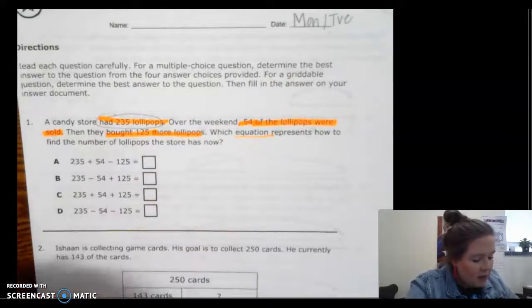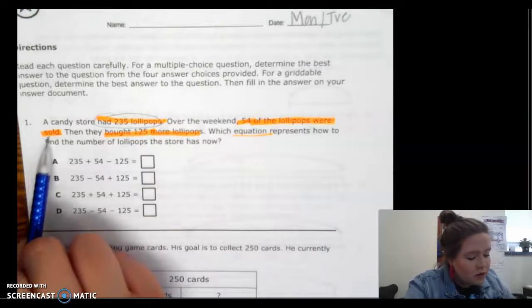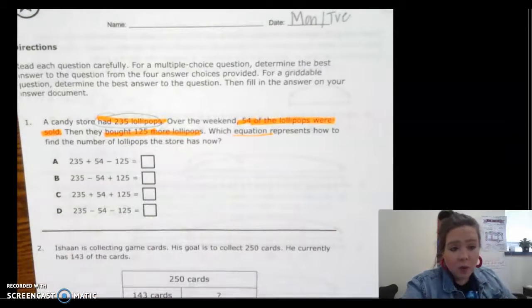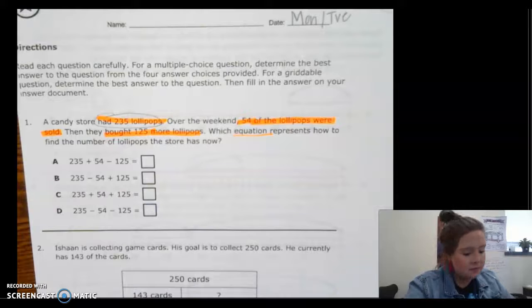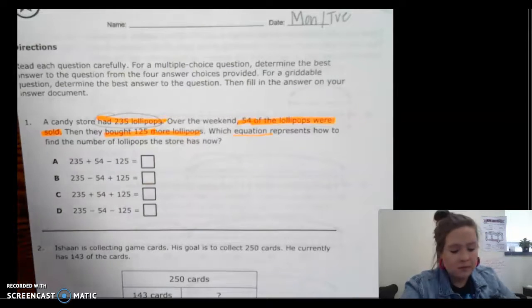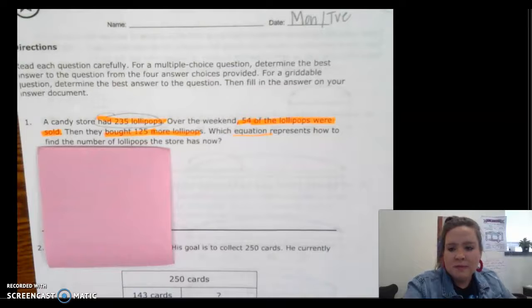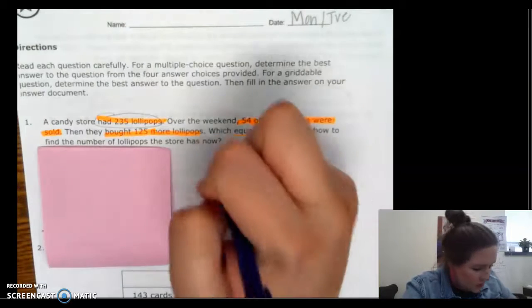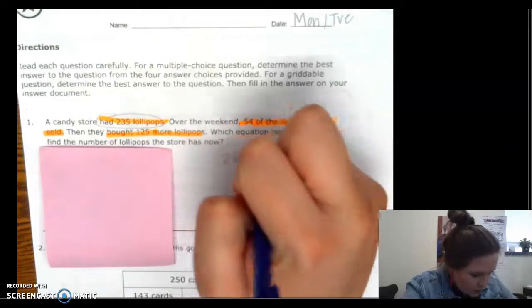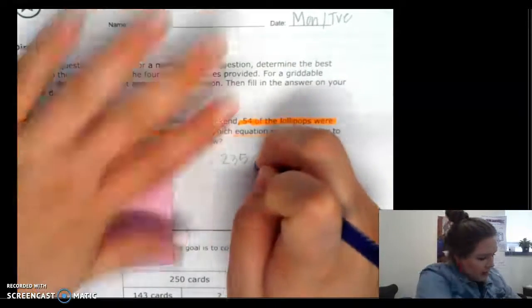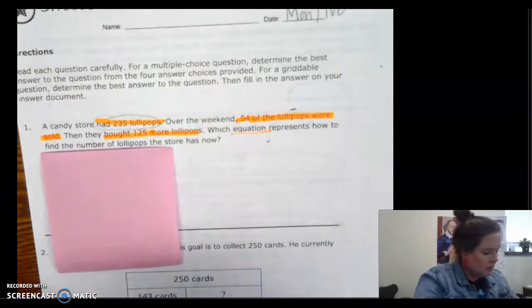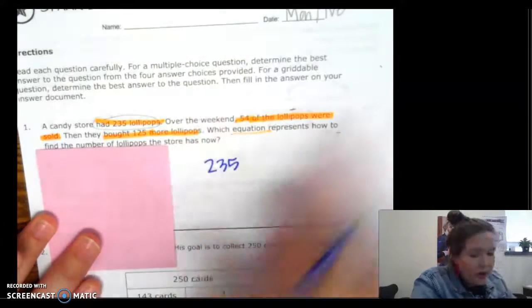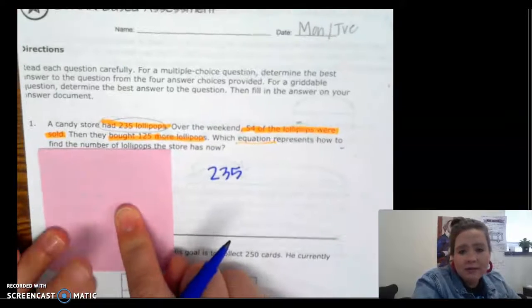A candy store had lollipops. Over the weekend, some of the lollipops were sold. Then they bought more lollipops. What is going on in this story problem? Good. We had an amount. How many lollipops did we have? We had 235. I think I need to use a pen. We had 235 lollipops. And then what happened?